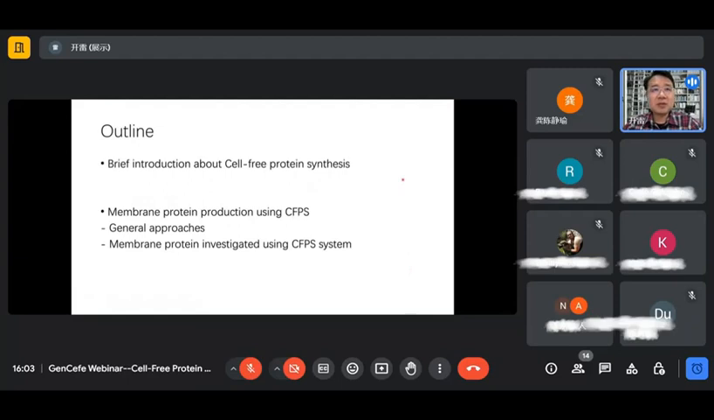Aligned with today's webinar, I divided the talk into two major parts. First, I will give a brief introduction to cell-free protein synthesis. Second, I'll move on directly to membrane protein production using cell-free systems. I'm going to give the general approaches that we applied to tackle the challenges of producing membrane proteins recombinantly using cell-free protein synthesis systems. And lastly, I will give some examples that we have investigated using cell-free systems.